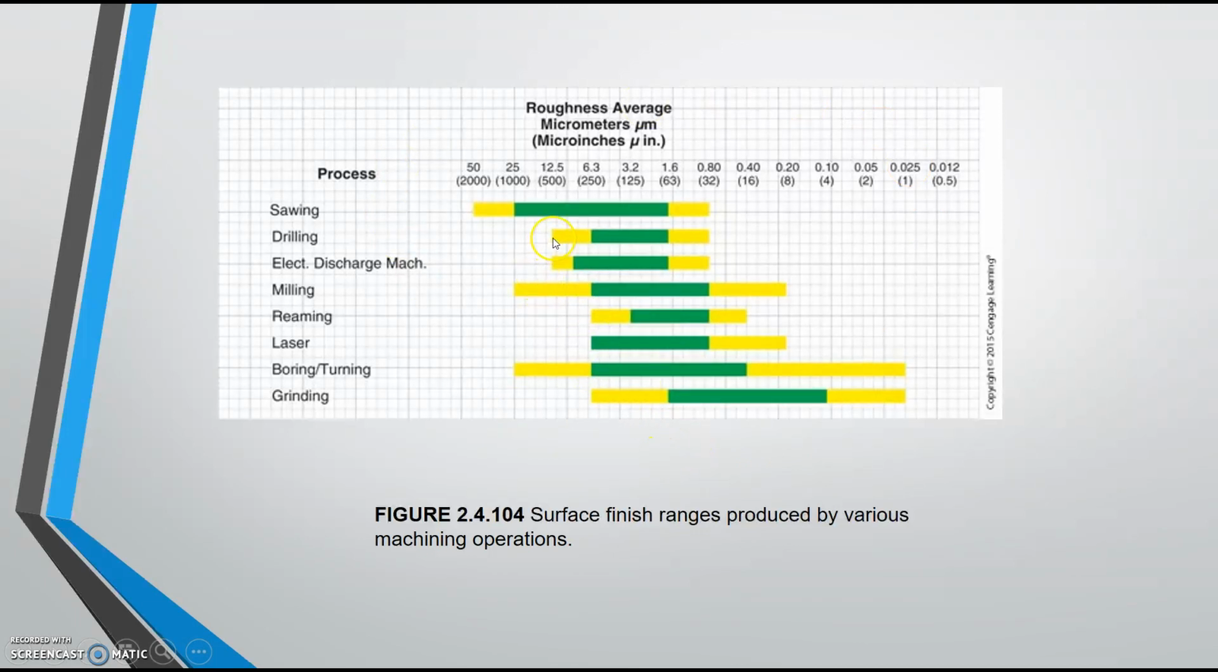So let's look at drilling. Notice that for drilling, the worst surface roughness we could possibly encounter is 500 micro inches. The best surface finish we might encounter using this process would actually be 32 micro inches. Or we could say an average between 12.5 and 0.8 microns.